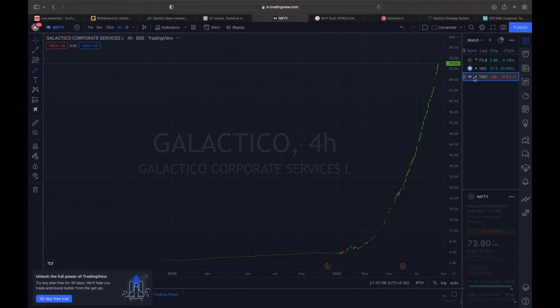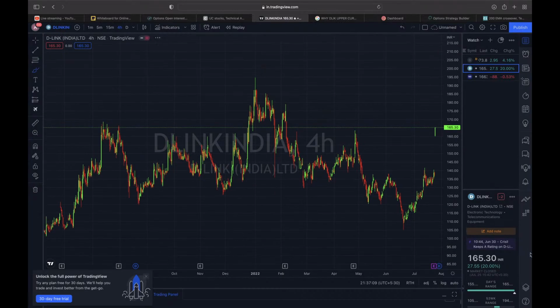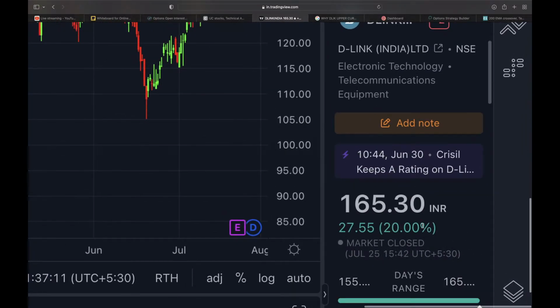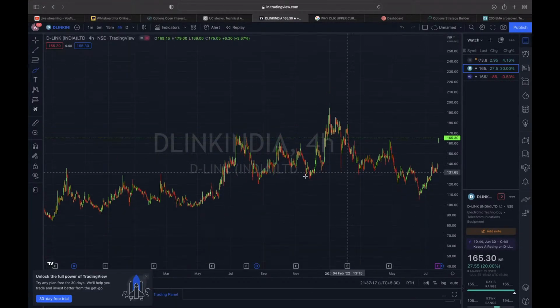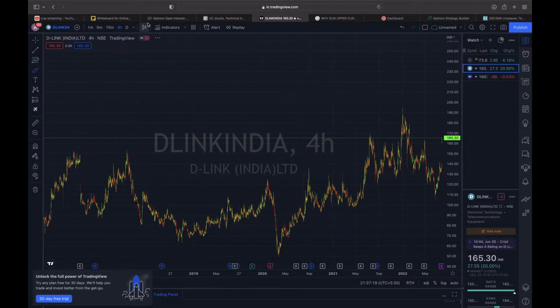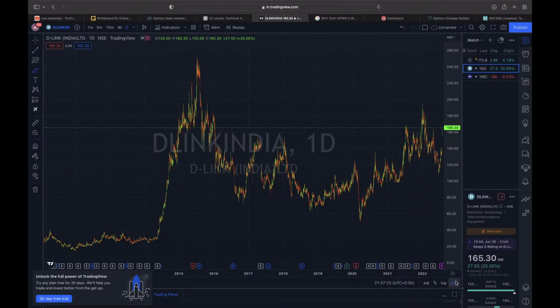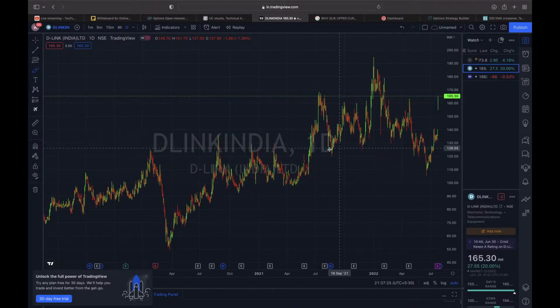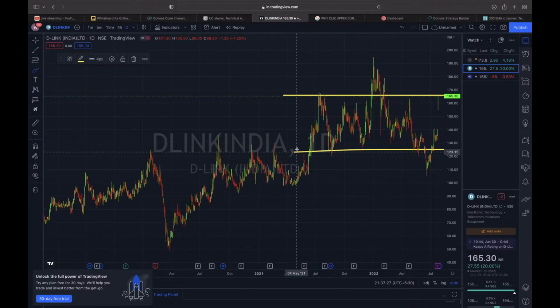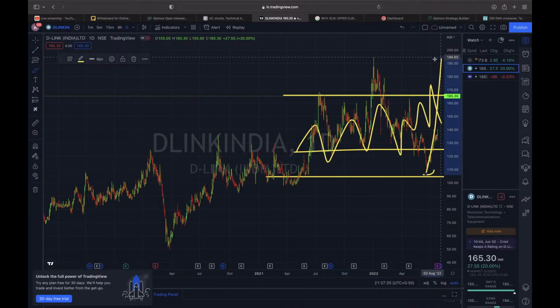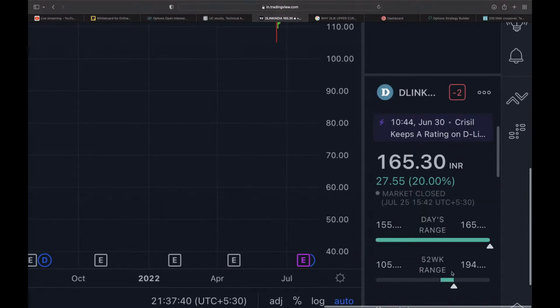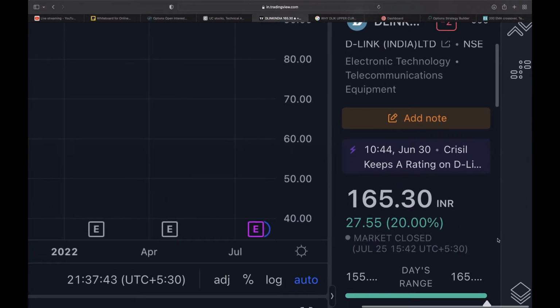Maybe there's a stock named D-Link, which is today 20% up after consolidating. For so many months, it has finally broken this. See, after just consolidating so many months, it came down to this level where the weak hands were just coming out of the market, and now it's just going like this. So there are upper circuits and lower circuits in the market, like 20% up, 20% down, 5% up, 5% down.